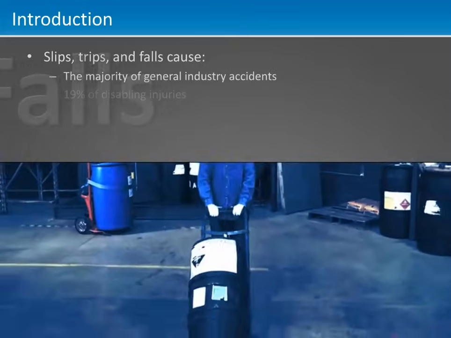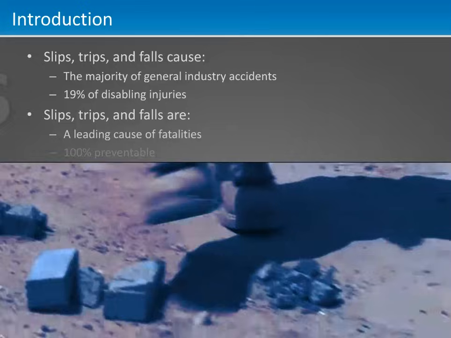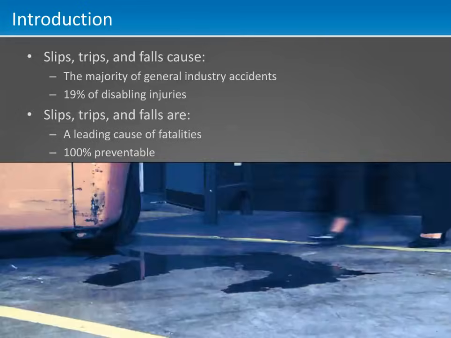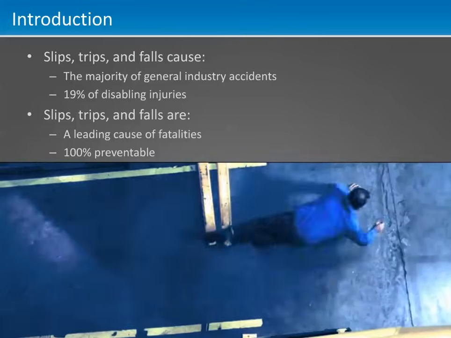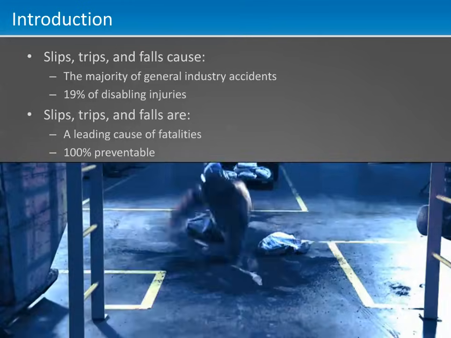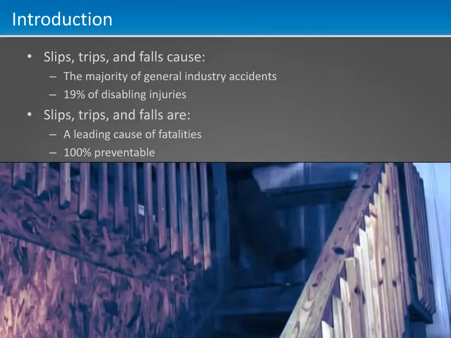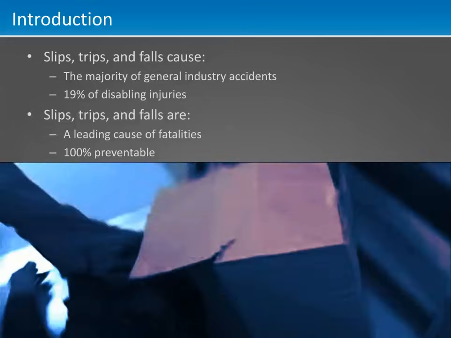falls in the workplace. According to the U.S. Department of Labor, slips, trips, and falls make up the majority of general industry accidents and are 19% of disabling injuries. Slips, trips, and falls are a leading cause of fatalities and 100% preventable. Establishing programs and safety procedures are necessary in the prevention of slips, trips, and falls. The OSHA Walking and Working Surfaces Regulation applies to all permanent places of employment.